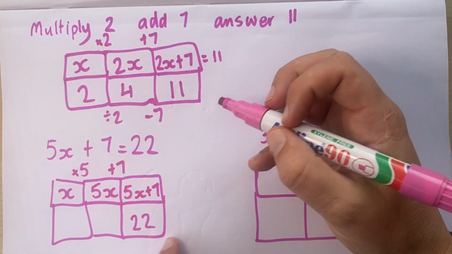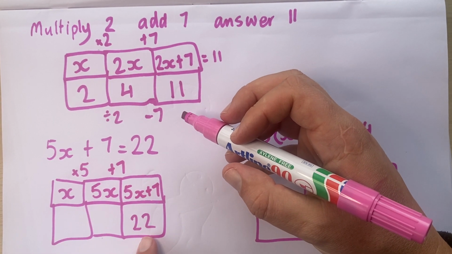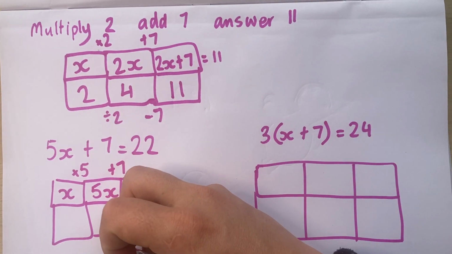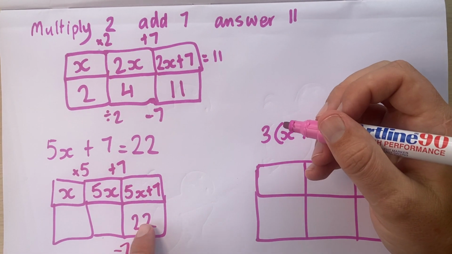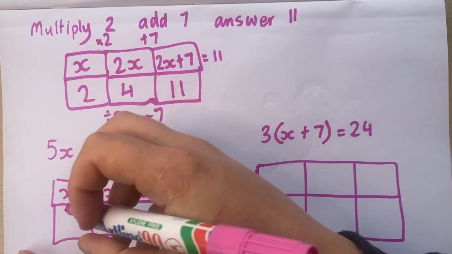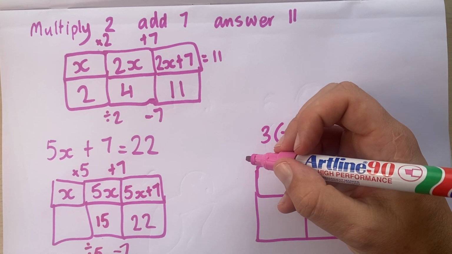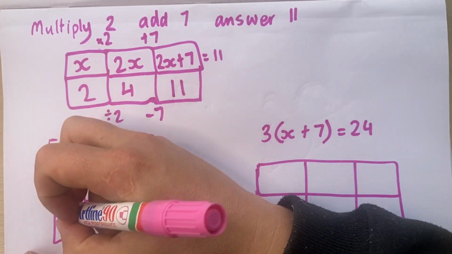Can you see how we're building? We're breaking it down, building it up. Now we're going to go backwards. So 22. Here we were adding 7, here we're taking away 7. So 22 take away 7 is 15. Here I was multiplying by 5. Down here I'm dividing by 5 because of our inverse operations. And the answer is 3.